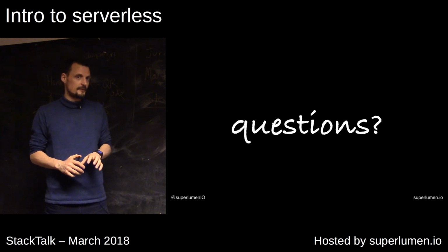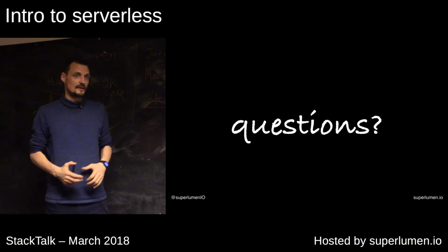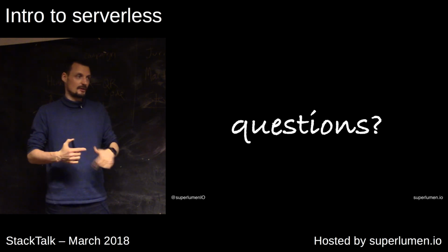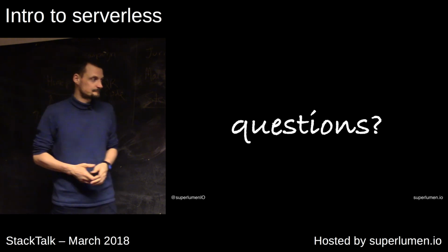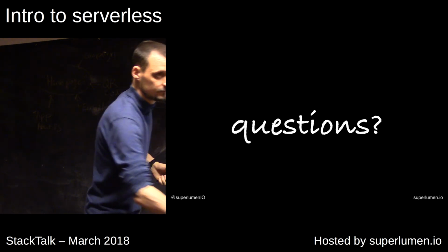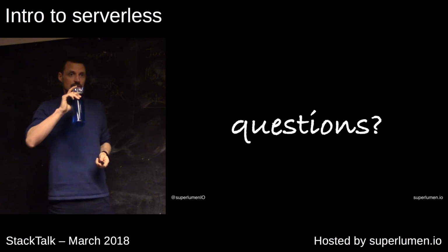With SLS deploy, I get a URL back, and I can just use that URL. And every time I do a deploy, that same URL gets updated with the new function. Any questions on this? Otherwise, we can jump into it.